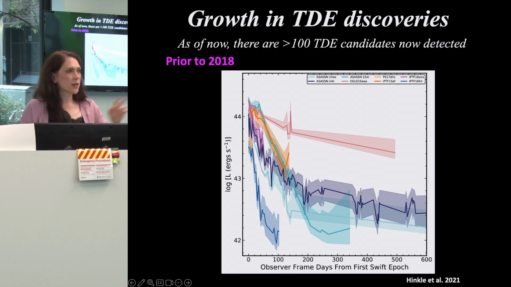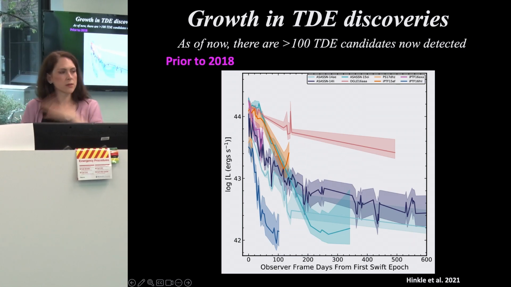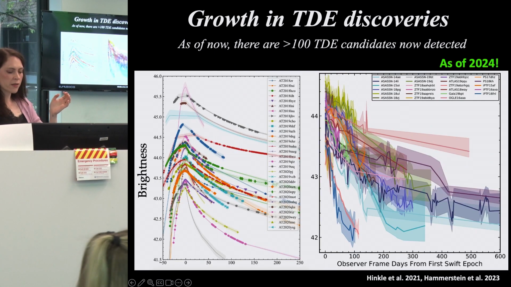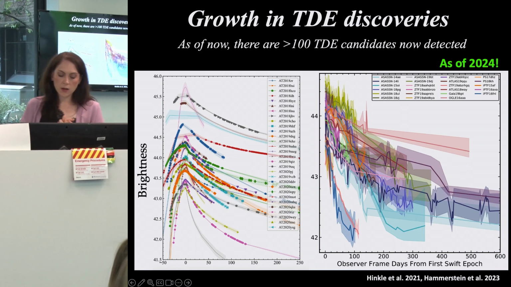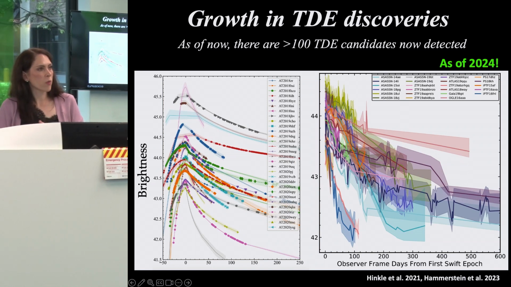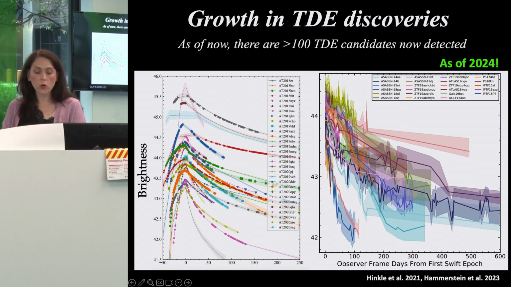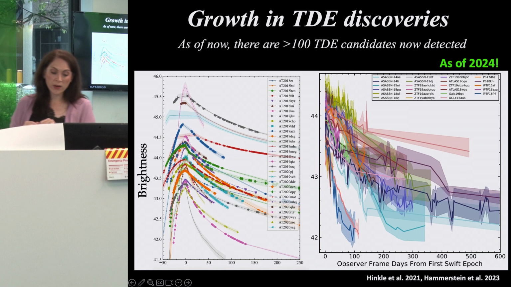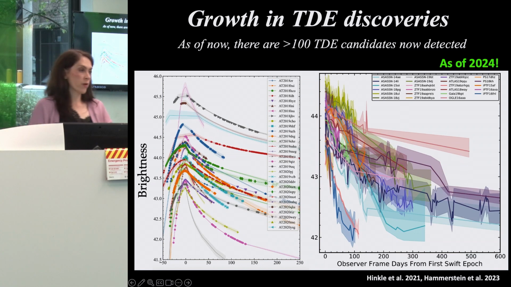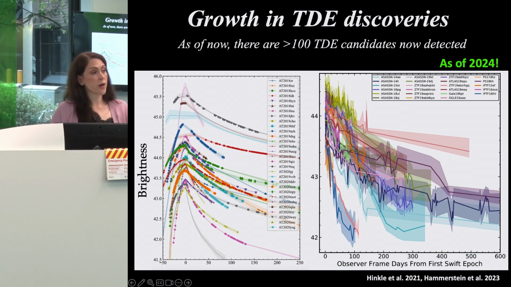Prior to 2018, we only had a handful of events like these ones here, but now there are over 100 candidate events. I think the last count was about 200 events that suggest that a star is being devoured by a supermassive black hole. With these large samples of events, we find that they exhibit a wide variety of observational signatures.